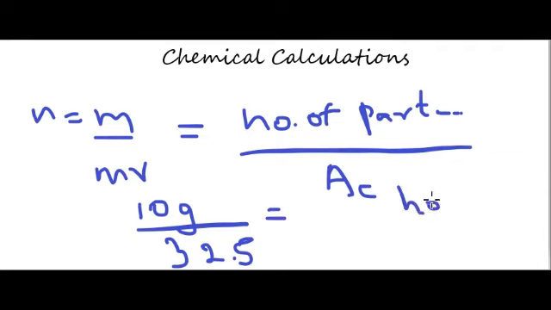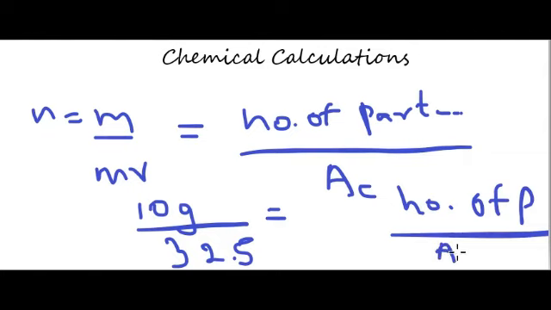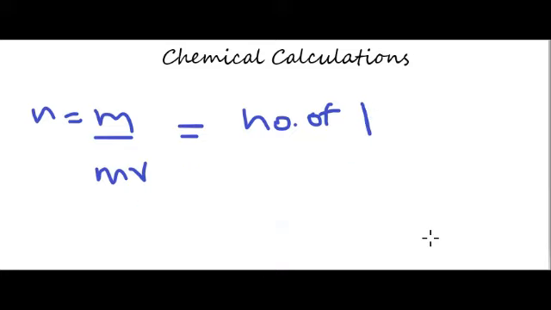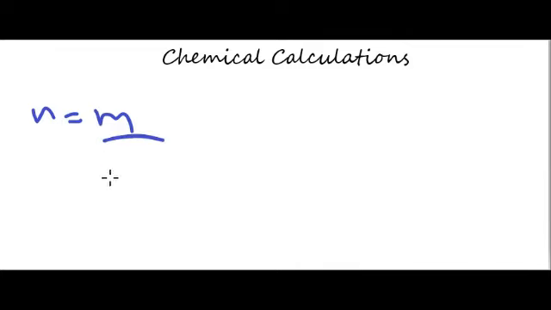Number of particles over the Avogadro constant. Now we are dividing a mass by a mass, so the masses cancel off, and eventually we are left with the Avogadro constant. So actually, M over MR is also equal to the number of particles divided by the Avogadro constant.